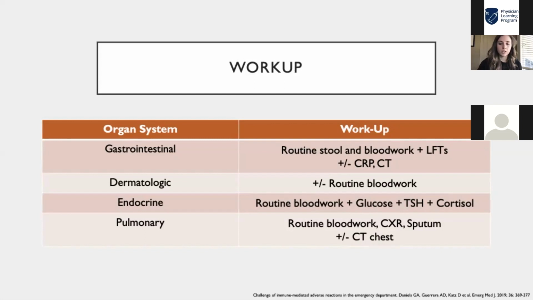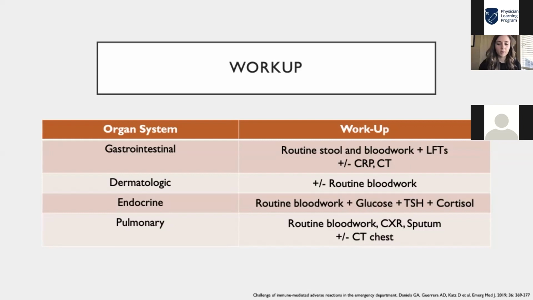And recommendations are to have a low threshold for a CT abdomen if patients present with a story that's concerning for colitis or perforation. The key to investigating dermatologic reactions is to try and rule out any other cause for the rash. And for any rash graded 2 or higher, we should consider dermatology involvement for a biopsy. And for patients presenting with non-specific endocrine complaints, the recommended workup is varied, but typically includes a TSH and glucose, and if suspicion for adrenal insufficiency, a cortisol as well.